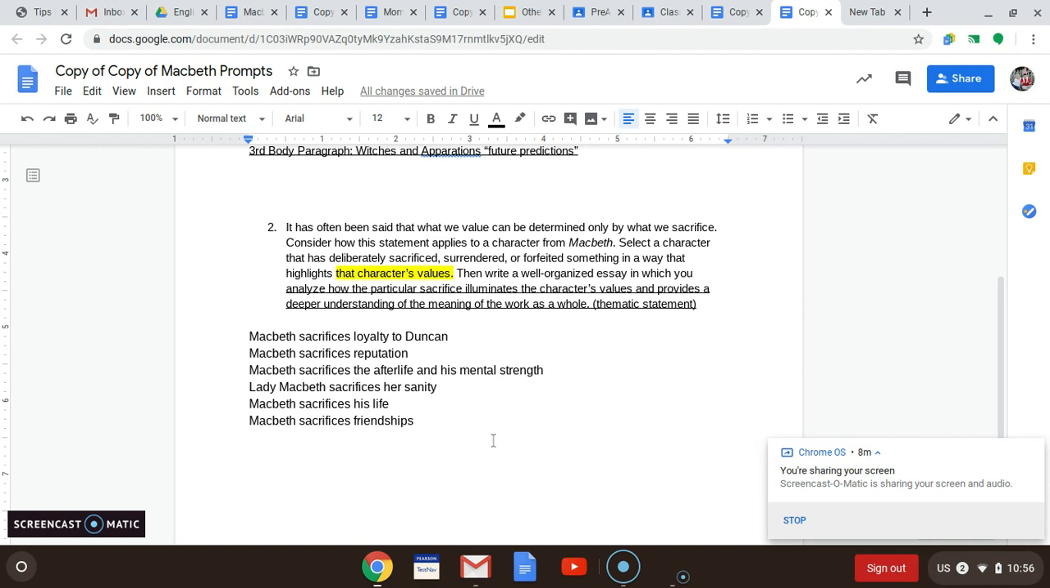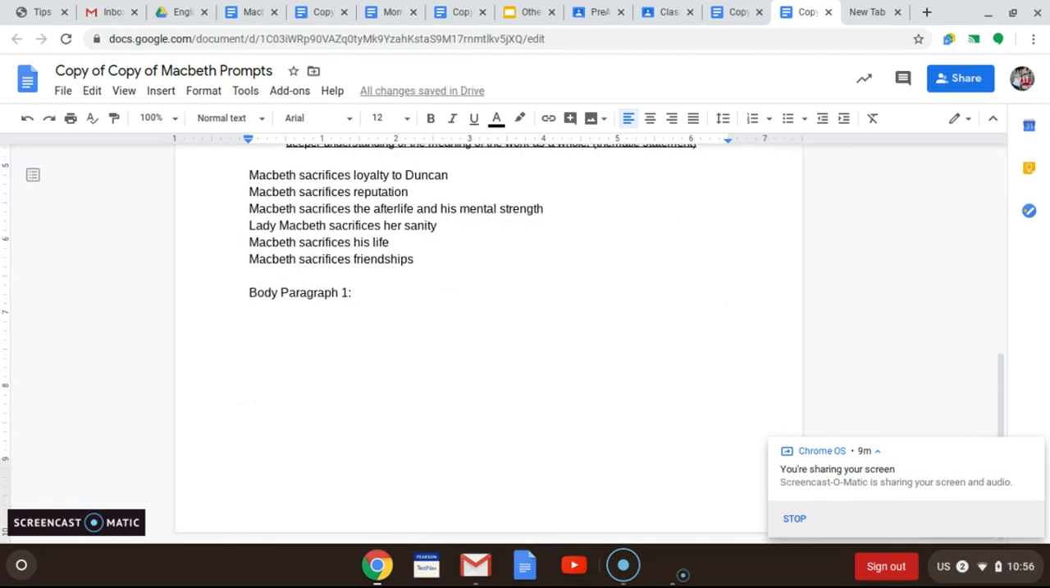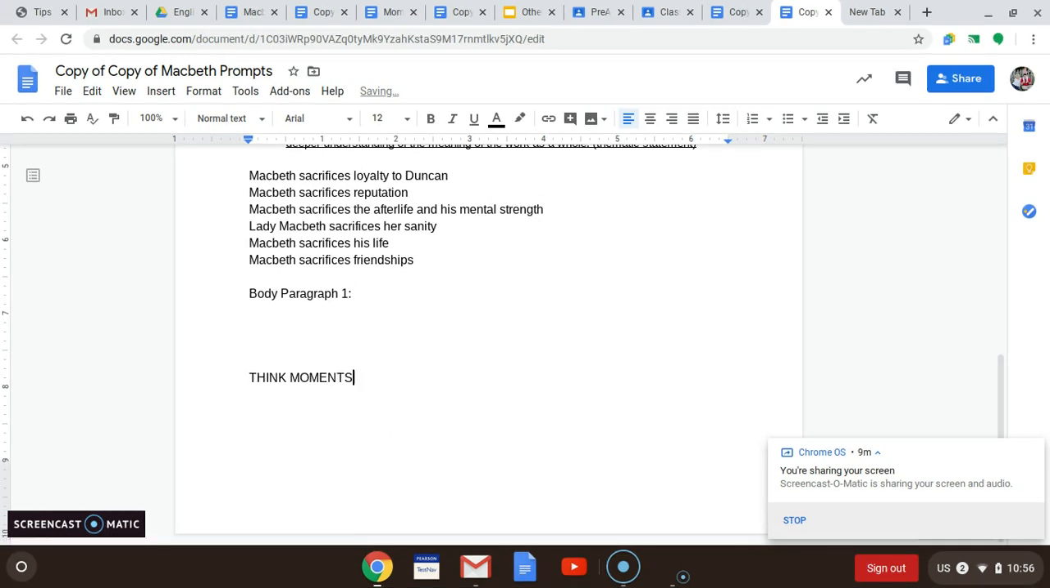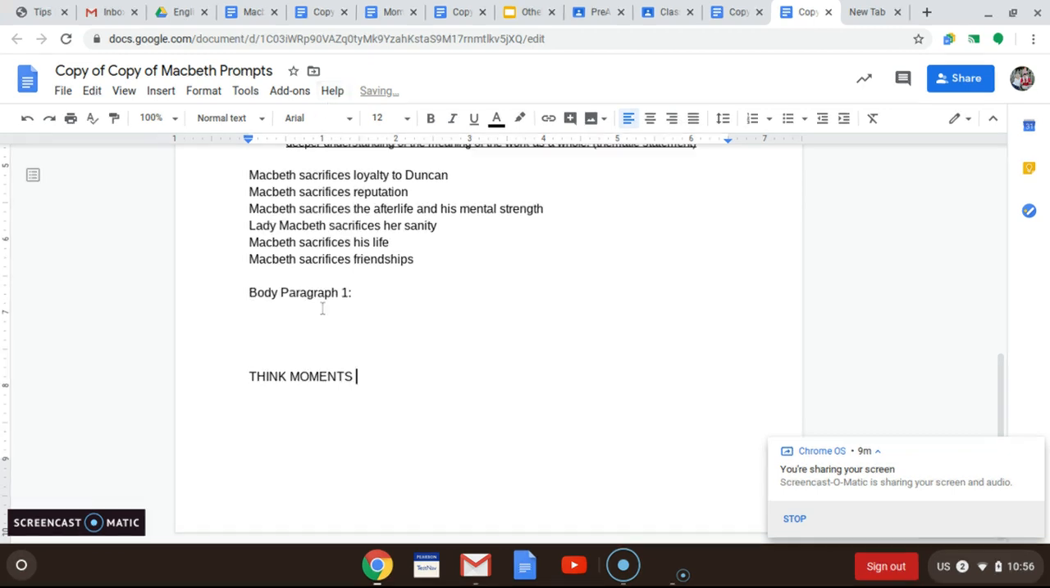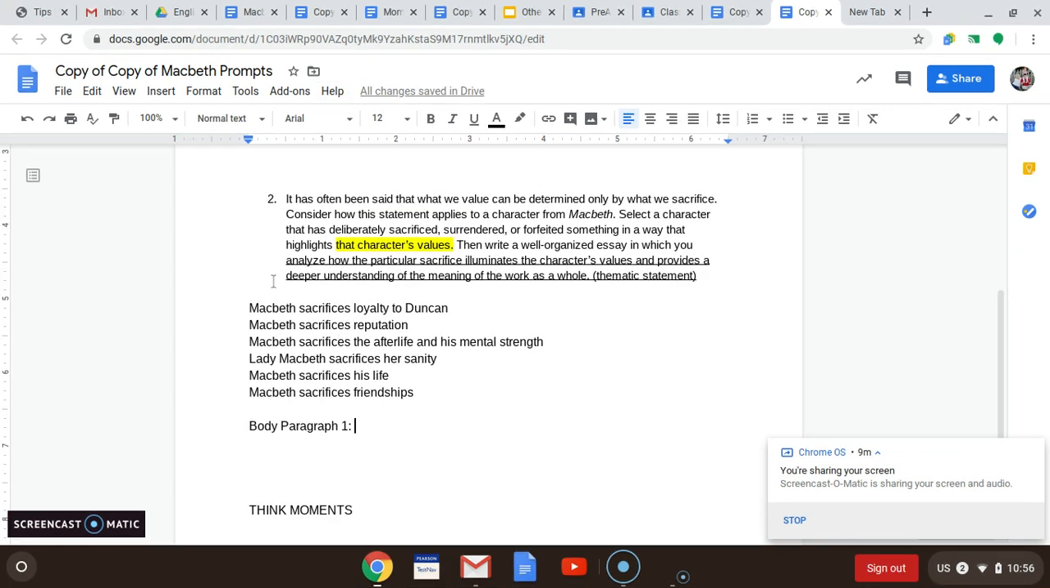And so the way that I would organize this essay is body paragraph 1. So I need you thinking about keyword here. I'll put this down here. Think moments. What are moments from the play that show these things? So body paragraph 1. If I said that Macbeth sacrifices his loyalty to Duncan, his reputation, and his mental strength, I could argue all of those things because of his greed and overwhelming ambition, right? And so my first body paragraph could be this.